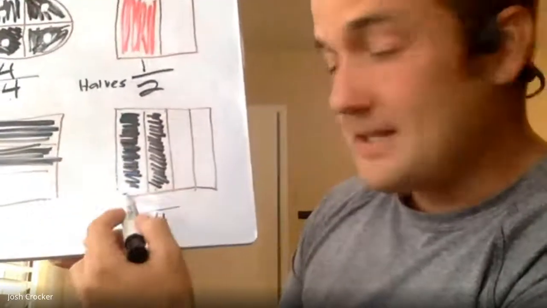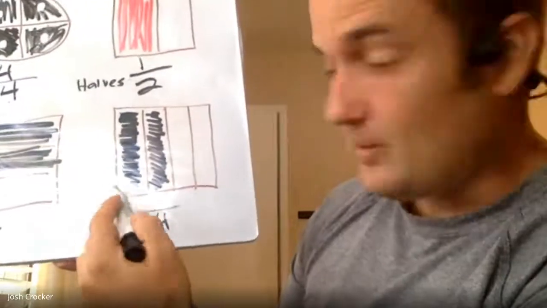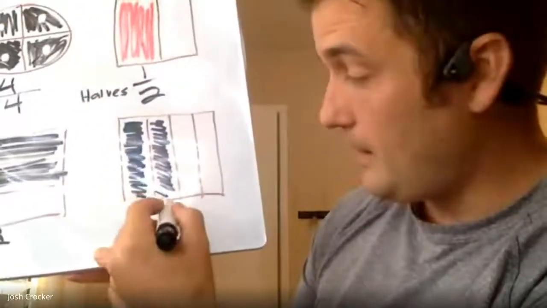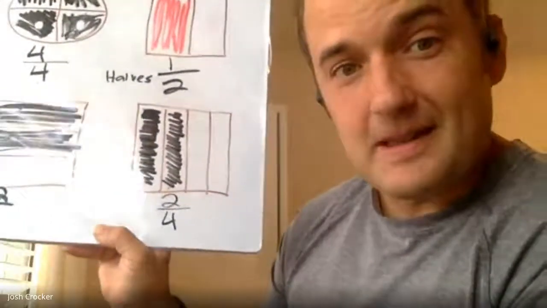So out of 4 pieces, how many do we have? We have 2. Okay, so that's 2/4. It's also a half, but we'll get into that later. Okay, so that shows 2/4. Okay, so that's identifying fractions. The key there is just that you remember that the total goes on the bottom and how many you have is the top.